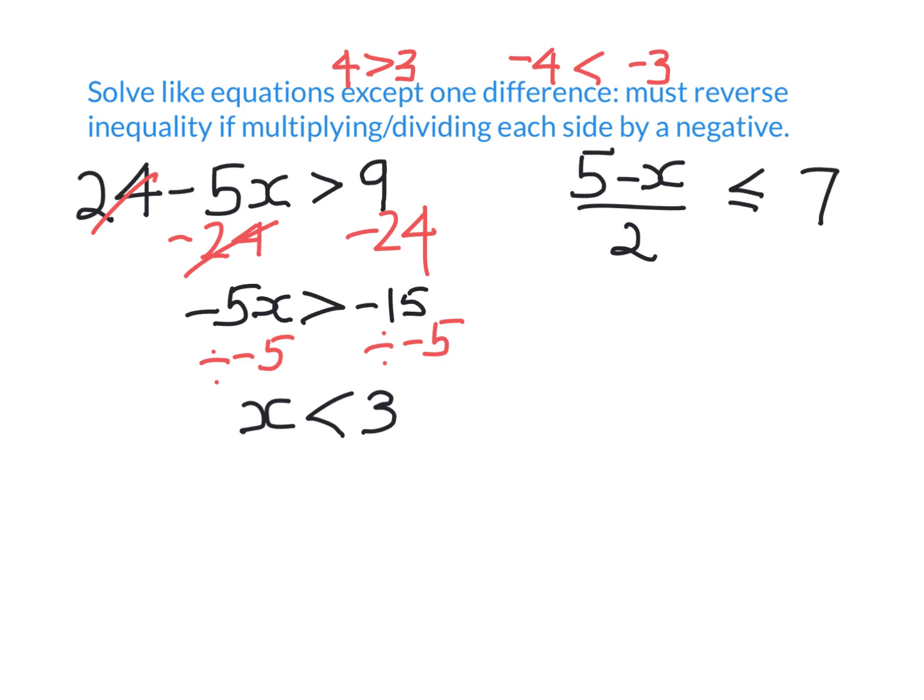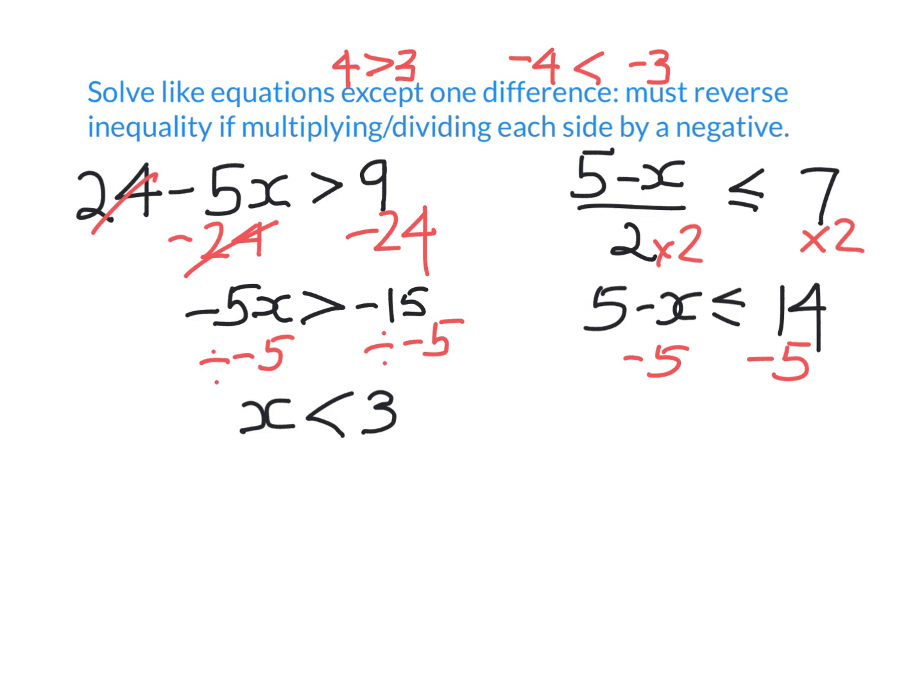All right, let's try this one here. So we're going to first get rid of the fraction. We're undoing dividing by 2 by timesing each side by 2. So I'm going to be left with 5 minus x is less than or equal to 7 times 2. Now I'm going to get rid of the 5 by subtracting it. So I'm going to be left with -x is less than or equal to 9.